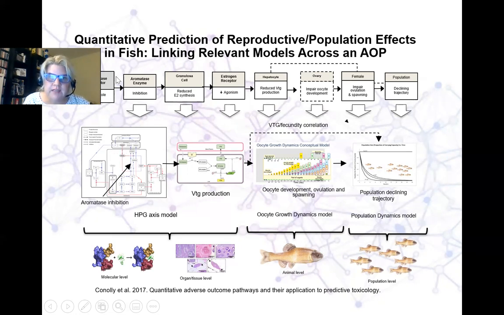Then with that model, you can take some sort of chemical like fadrazole, which causes an inhibition of the aromatase. You can then get a prediction of vitellogenin production from that. So this is a model that will predict vitellogenin, right? From that vitellogenin production, you can then put it through the statistical model where you get oocyte growth dynamics. And from that oocyte growth dynamics, you can then link it to another population model where you have a declining trajectory. What concentration of that fadrazole will cause a decline in the population?